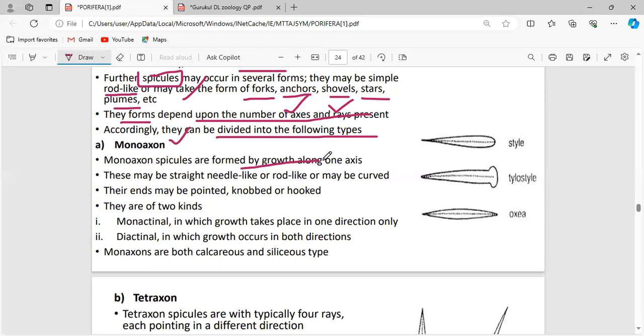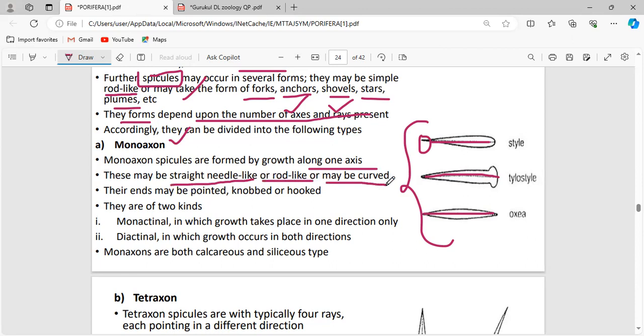Monaxon spicules are formed by the growth of one axis. If it has only one central axis, then it is said to be monaxon. These may be straight, needle-like or rod-like, or maybe curved. Their ends may be pointed, knobbed or hooked. But there may be only one axis. Then only it is called monaxon.